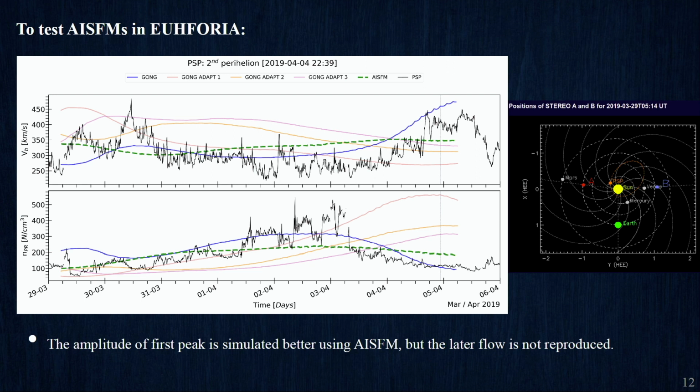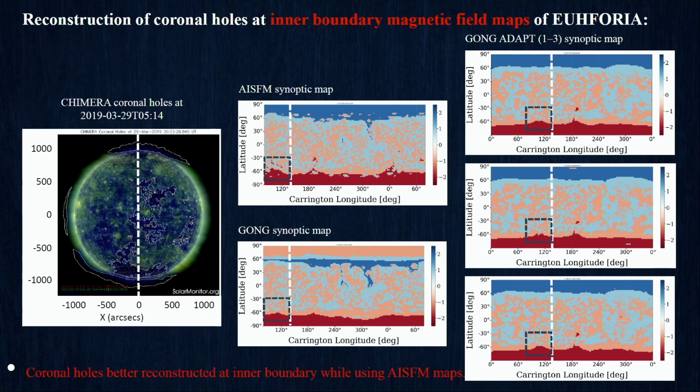Here we have the EUHFORIA simulation when we use the AI magnetogram for this period, shown as dashed green lines, and we also have simulations using other magnetograms. This blue curve is from when we use the GONG magnetograms, and these curves are from GONG ADAPT. There are 12 realizations in GONG ADAPT, and we thought of trying 3 to see how it differs, and it produces different things. But when we compare, we see that the AI synoptic map has better reproduced at least the first peak, but later it hasn't reproduced it properly. This could probably be due to the synoptic maps being at a preliminary stage.